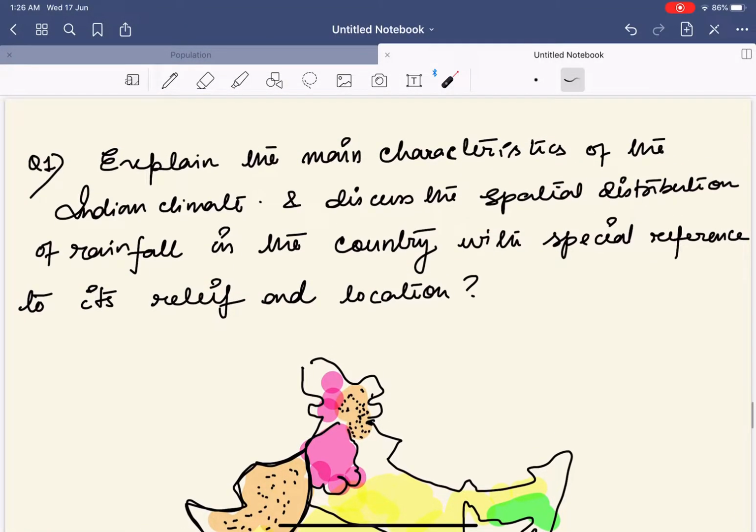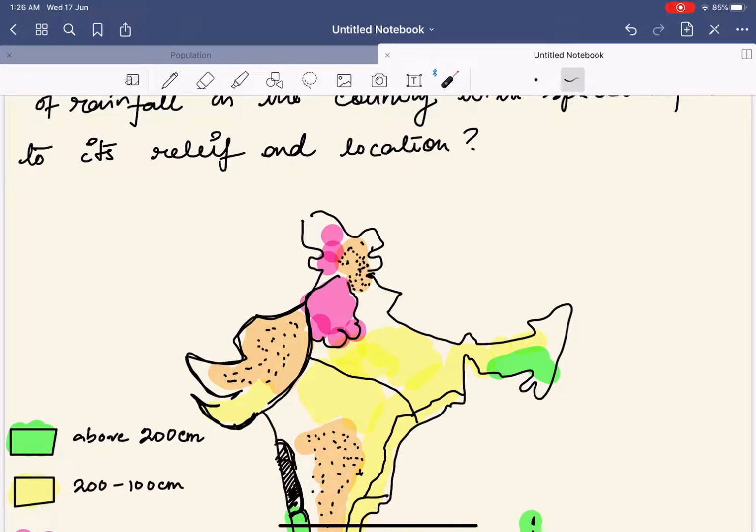See, your first part of the question was: explain the main characteristics of the Indian climate. Now, how do you explain the main characteristics of the Indian climate? Remember that the answer has to be written within 100 words. We can simply say that the Indian climate is classified as a tropical monsoonal type of climate.